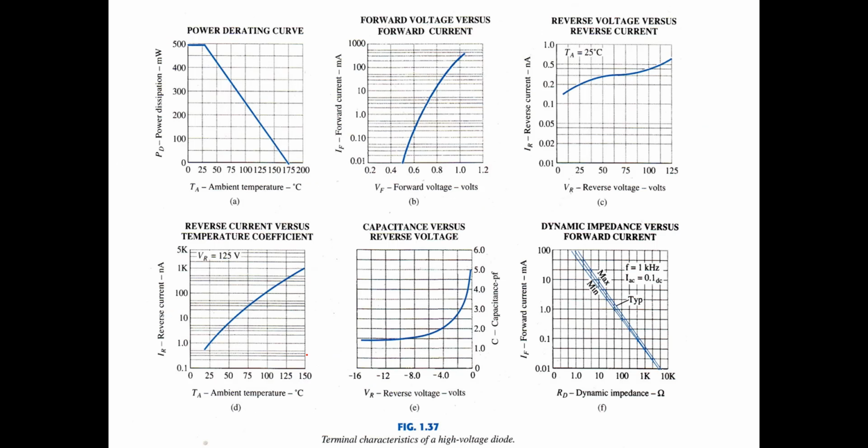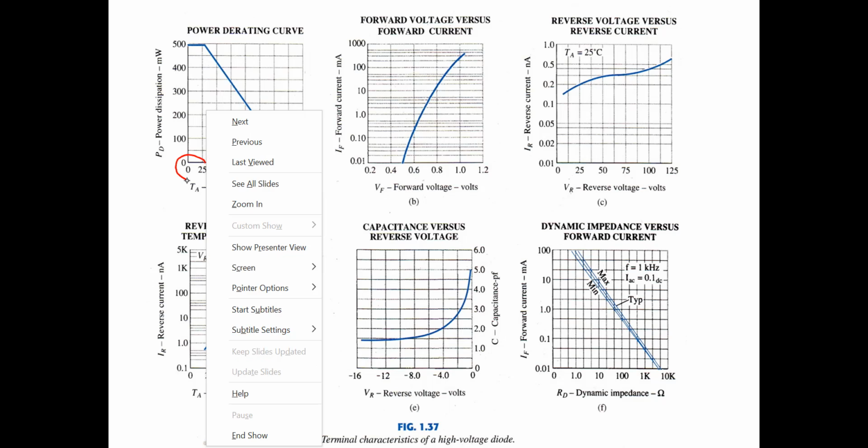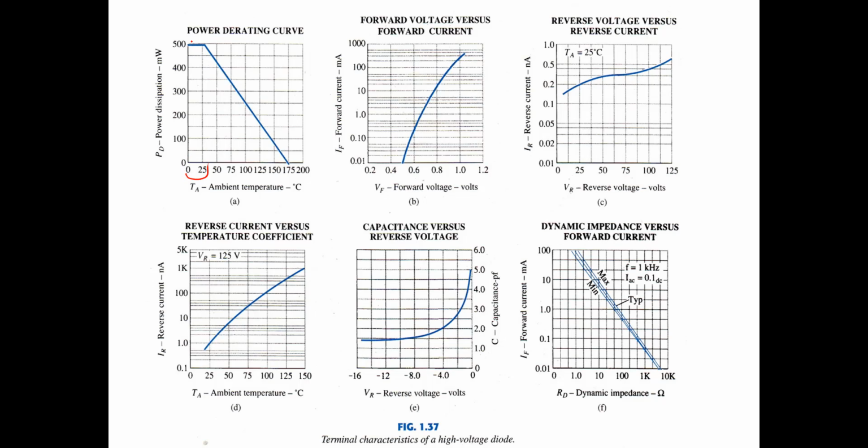You can also see some graphs in the data specification sheet, like this one. This is the power dissipation. We can see that at room temperature, the power dissipation is very high, about 500 milliwatt for this diode. Each diode has its own characteristic. So if we increase the ambient temperature, the power dissipation will be lower, like this one.